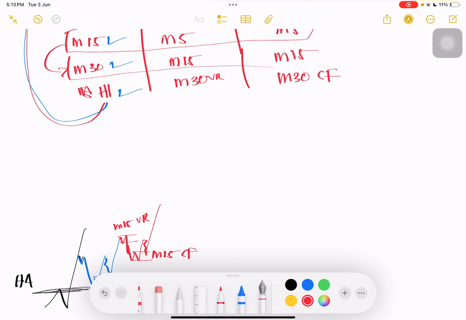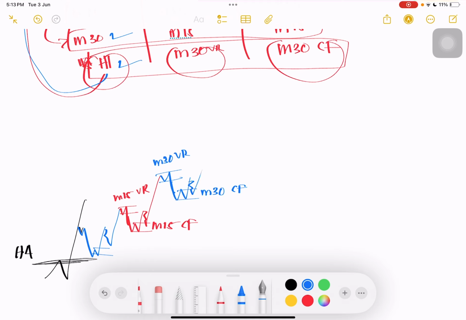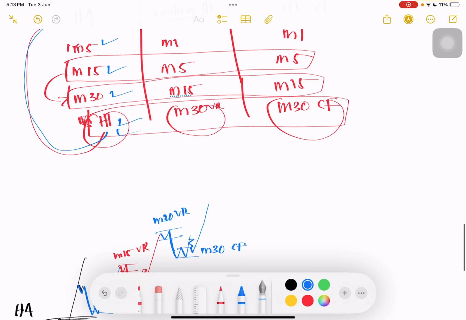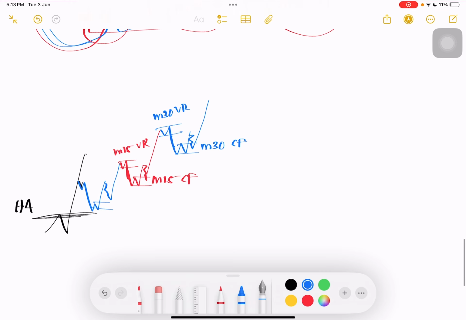After this M30 cycle is complete, we want to wait for the H1 cycle. For the H1 cycle, M30VR, M30CF. So like this. M30VR, M30CF. Pull back entry.